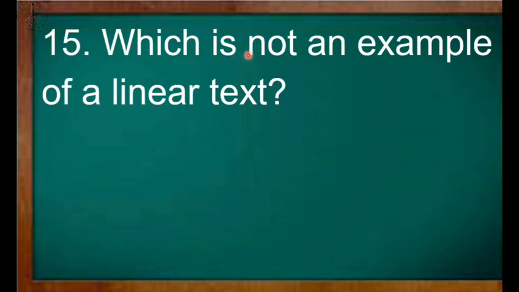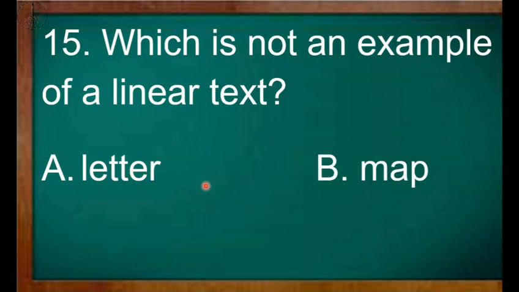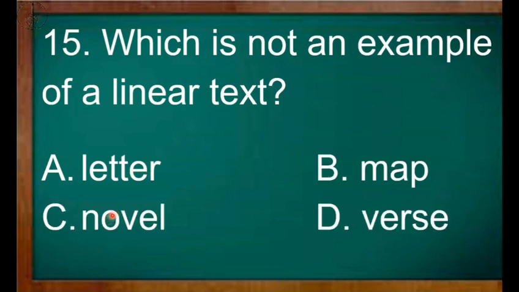15. Which is not an example of a linear text? A, letter, B, map, C, novel, D, verse. Correct answer is B, map.